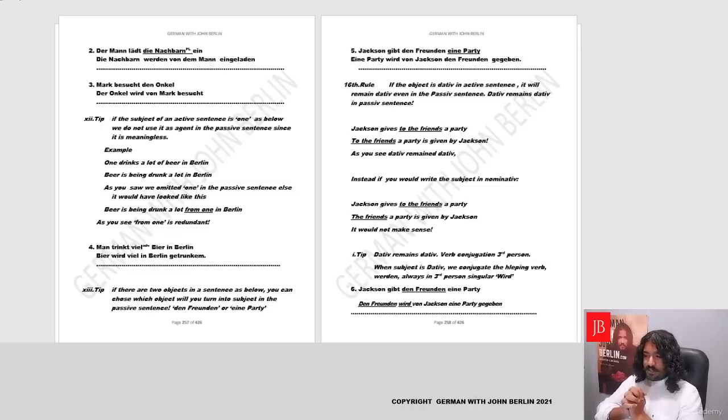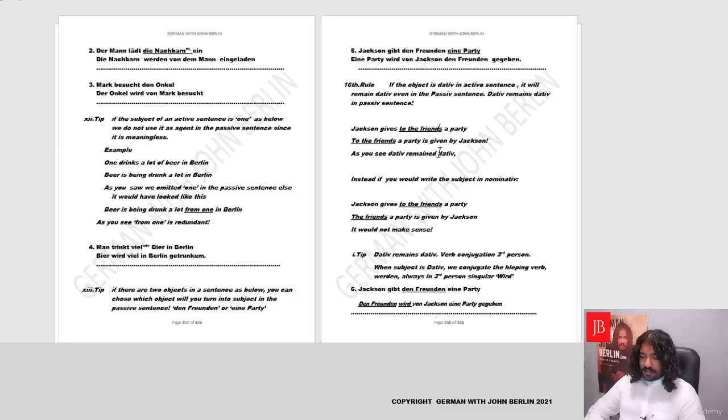Super duper. Now, as I mentioned, you could also pick up the other object, that's den Freunden, that's the indirect object, and try to make a passive with that. So let's do it in English first. Jackson gives to the friends a party. So you'll say to the friends the party is given by Jackson. Yes. So you need to emphasize to the friends. So when you see that in a sentence there is a dative object, like you see here, it's to the friends. If there is a dative object in an active sentence, when you turn it into passive, the object, when it becomes the subject, it remains dative.